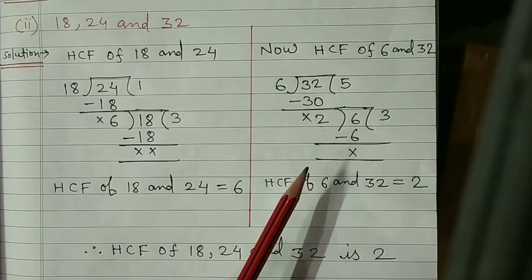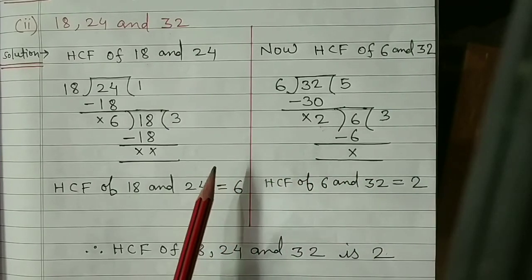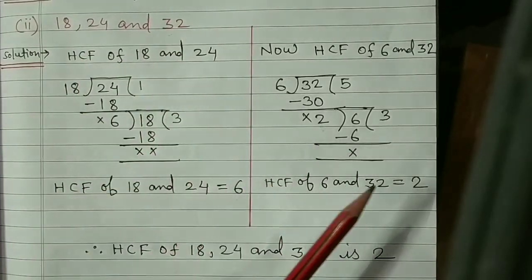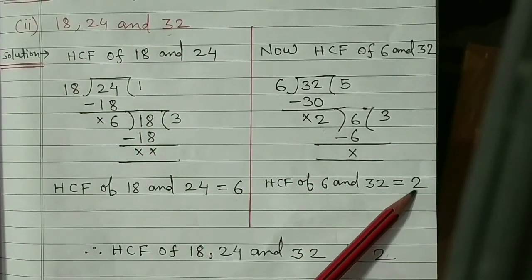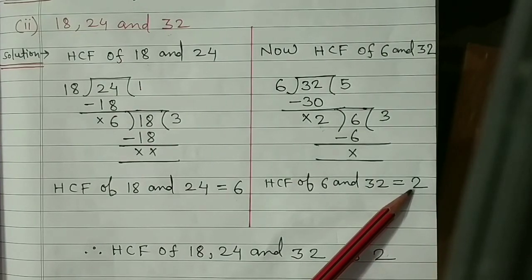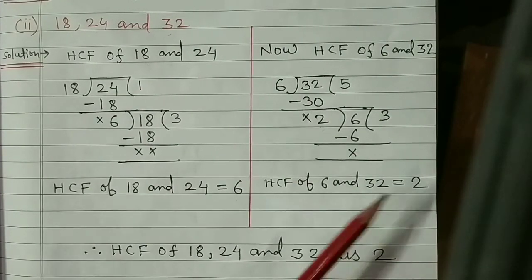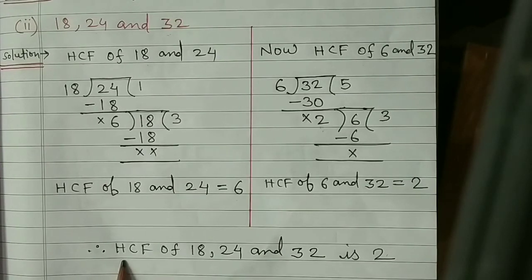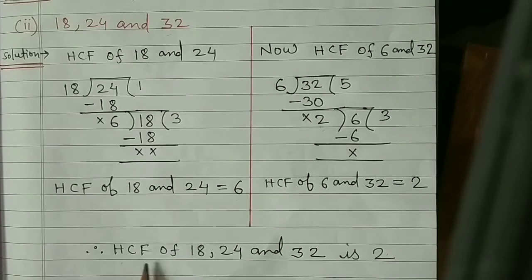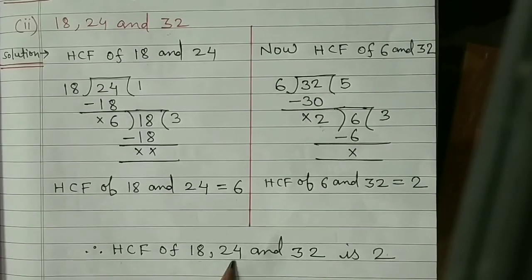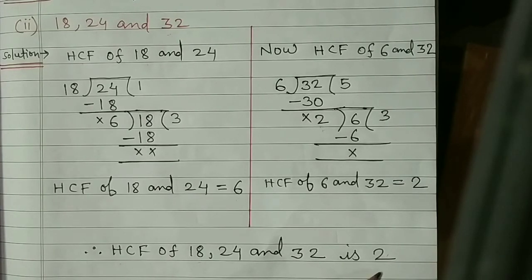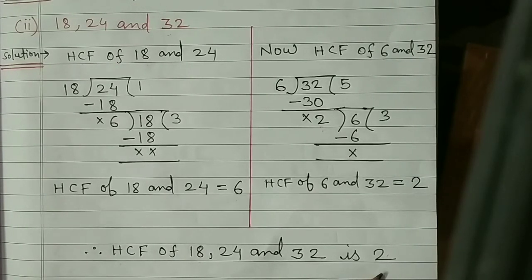Now the overall HCF of all these three numbers will be this number only, that is 2. I have written at the end: therefore, HCF of 18, 24 and 32 is 2. Clear?